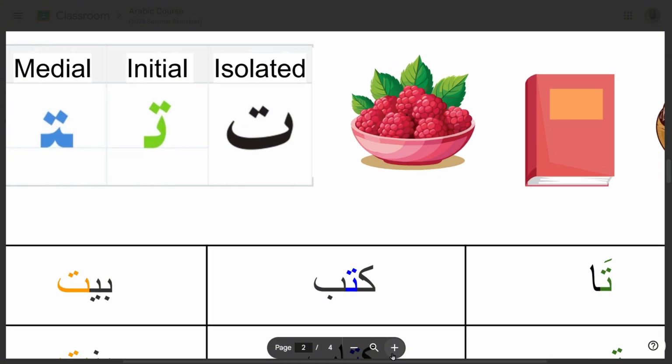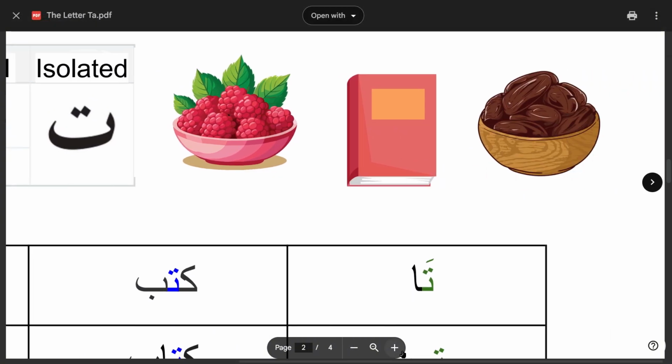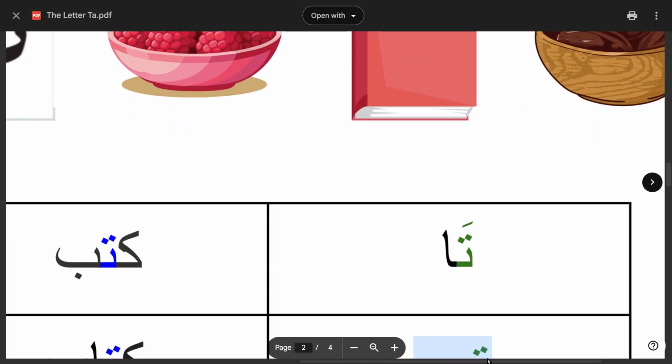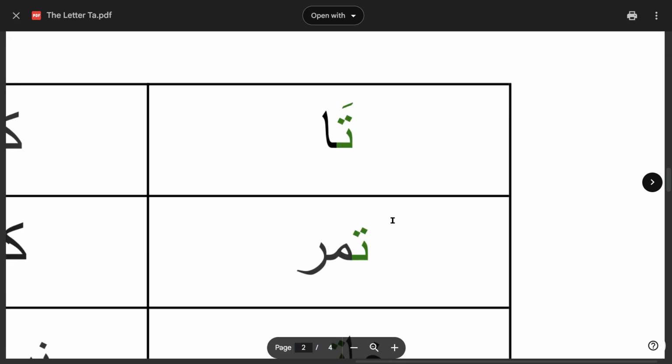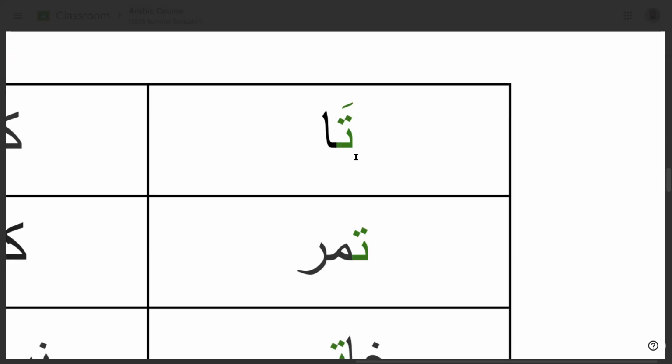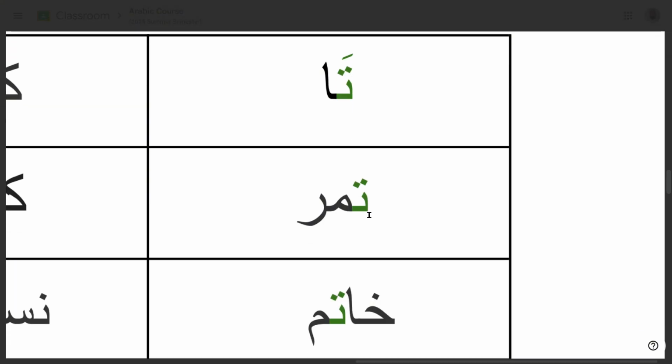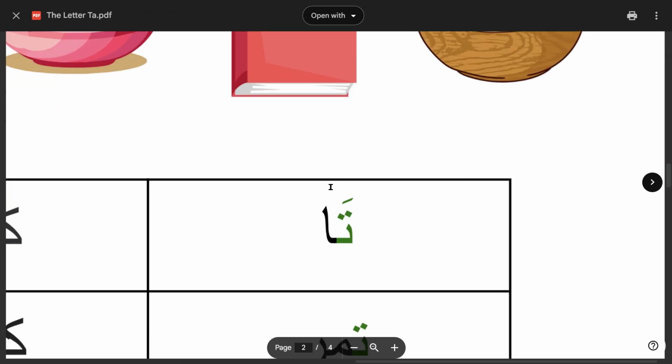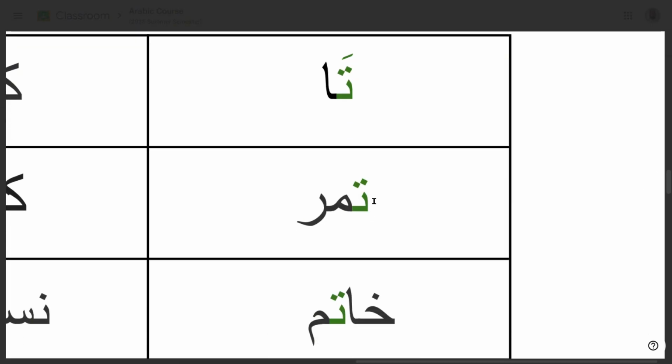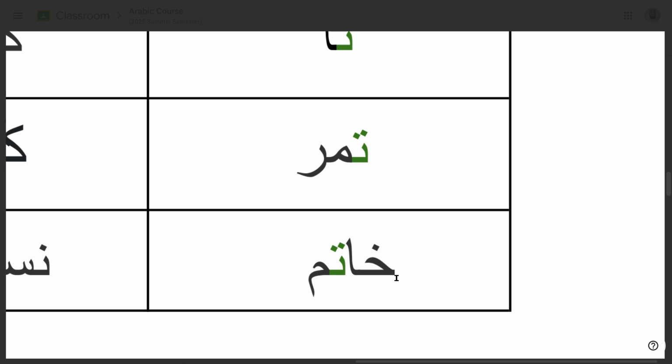Here I'm concentrating on the positions, just giving you more examples. Ta in its initial form, in the beginning of a word, we have it here. Ta. We have dates. Tamur right here. Ta, 2 dots, initial. We have the word khatam.